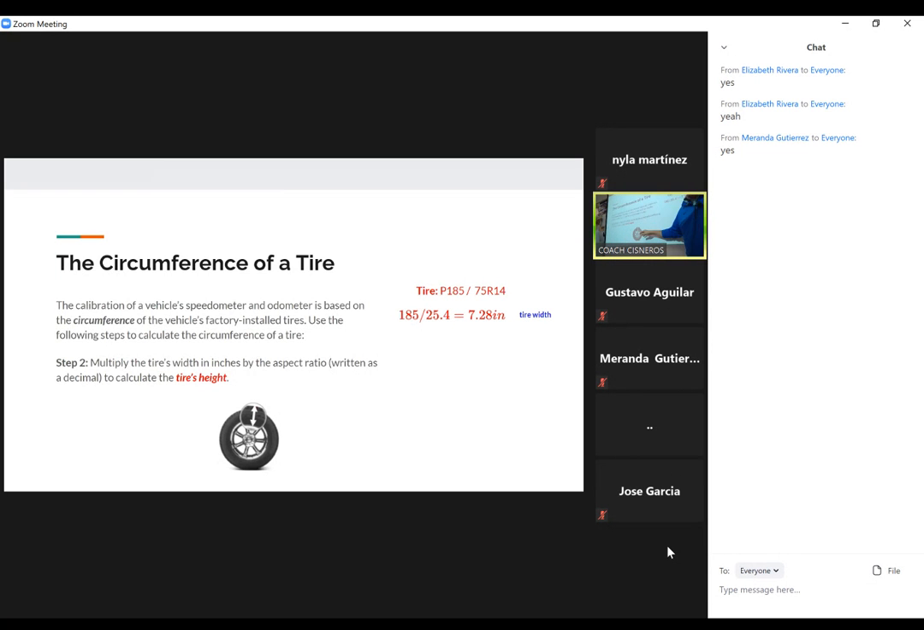as a decimal. What is 75% written as a decimal? But as a decimal, 0.75. So I'm just going to take my 7.28 inches and I'm going to multiply by 0.75. What that gives me is 5.46 inches. So that means that the height of the tire is 5.46 inches. That's what that is. Okay, so now I know the height of the tire, which is 5.46 inches. That distance between the rim and the edge of the tire.